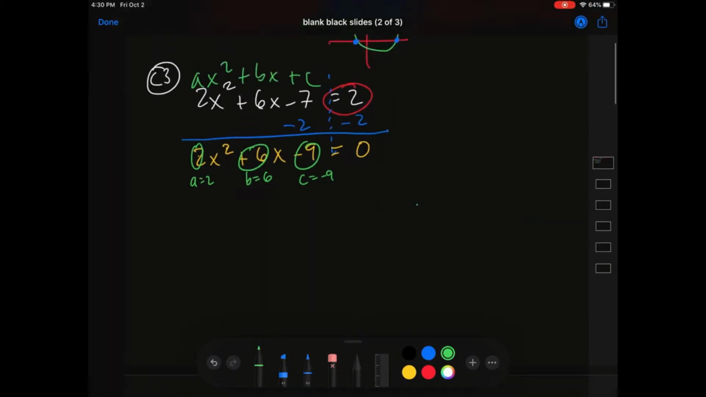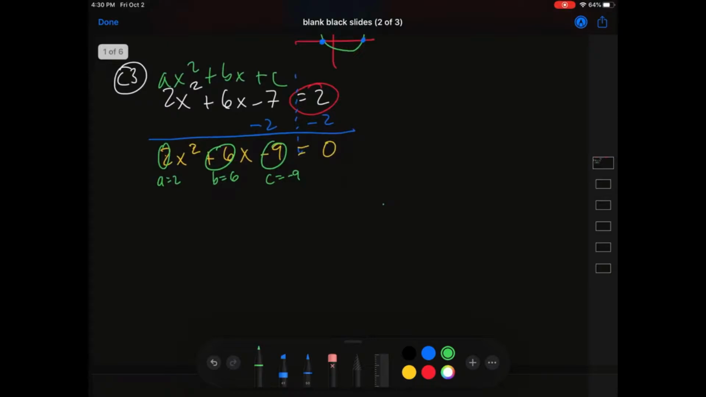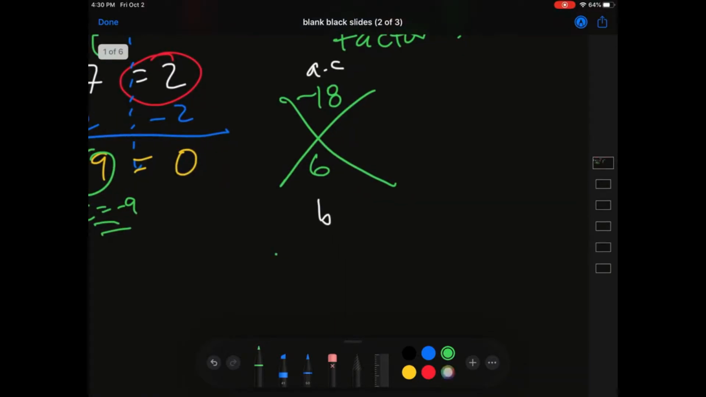Okay, let's go for the home run. Let's see if we can solve this by factoring. Can we factor? Well, remember, it's A times C up here, and then your B value. A times C is negative 18, and my B value is 6. Now, let's say you're trying to think of all the combinations. I always like to write them out. 18 and 1, 9 times 2, 6 times 3.